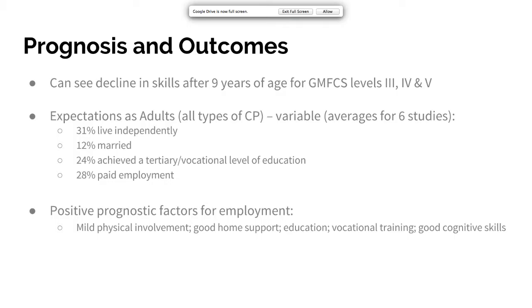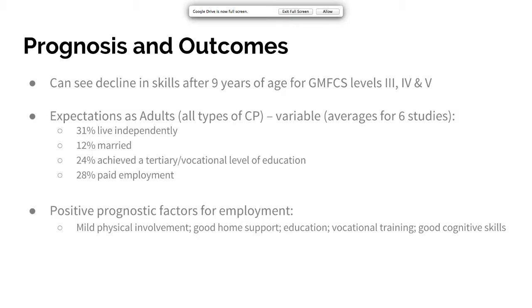Other prognostic factors and outcomes include the following. When a child reaches 9 years of age and is at the lower functioning levels of cerebral palsy, 3, 4, and 5, their skills typically start to decline. This is often due to that shift in body weight to strength ratio that we talked about on the last slide. It is important to note that people with cerebral palsy can be very functional.